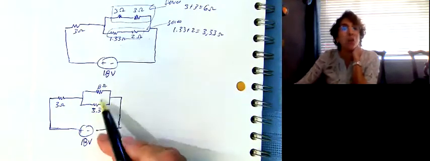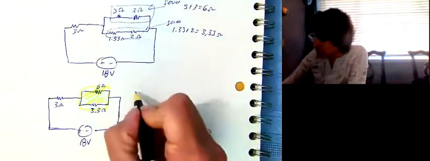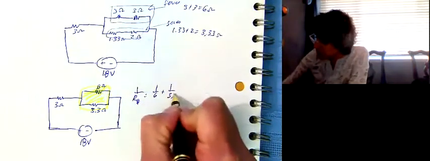And I notice, oh, these are in parallel to each other. So this is where you have to really understand how to recognize that things are in parallel or in series. So I recognize that these 2 are in parallel to each other. All right, so I'll have to figure out what the equivalent of that is. In this case I've got 1 over 6 plus 1 over 3.33.